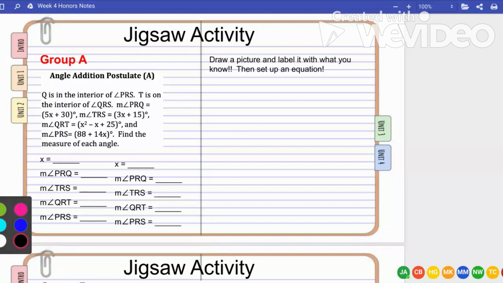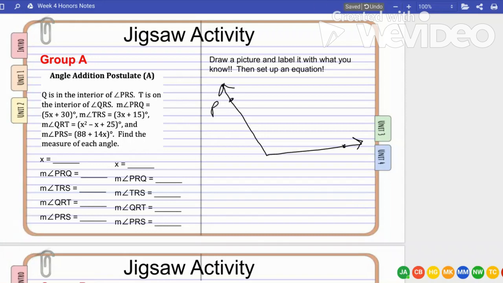Okay, first thing I'm going to do is draw a picture. Q is on the interior of angle PRS, so I'm going to draw angle PRS. On angle PRS, Q is on the interior. What that means is you have a ray that comes out, and Q is going to be a point on that ray. It's in between angle PRS.